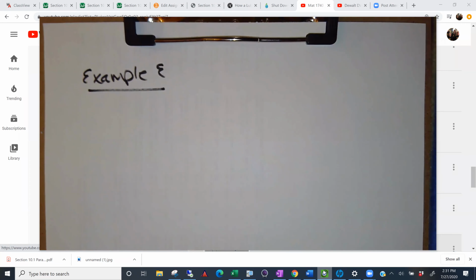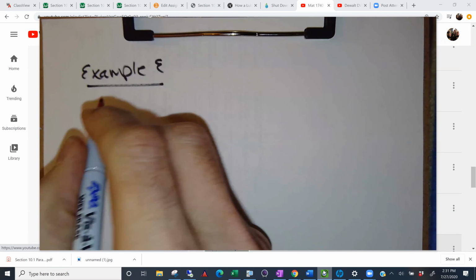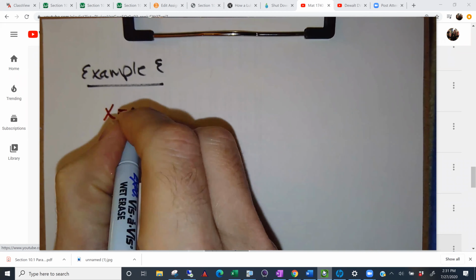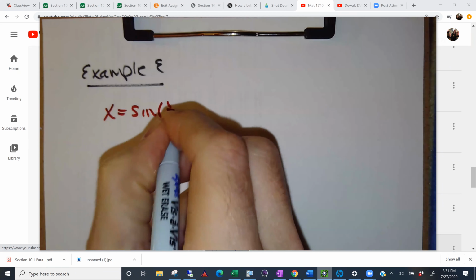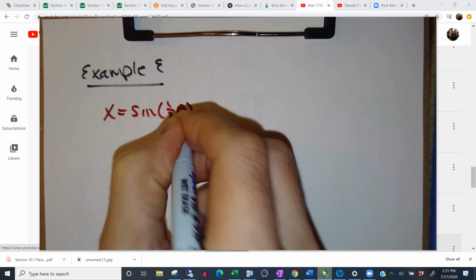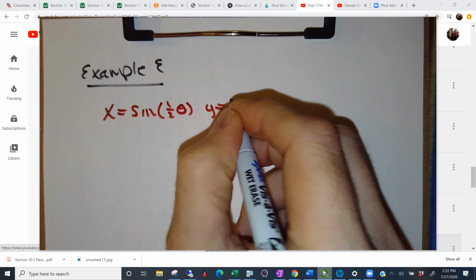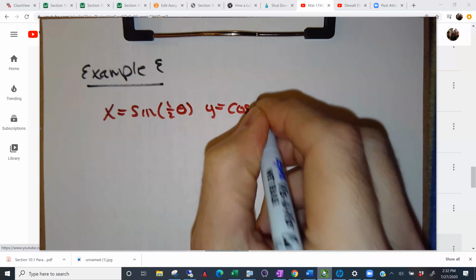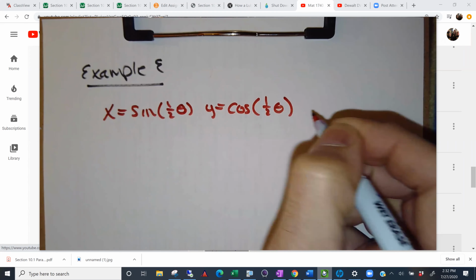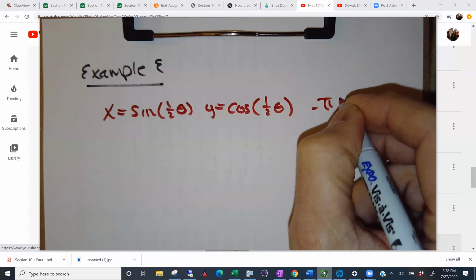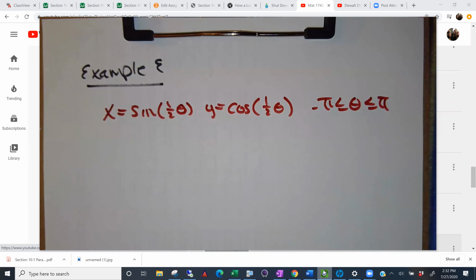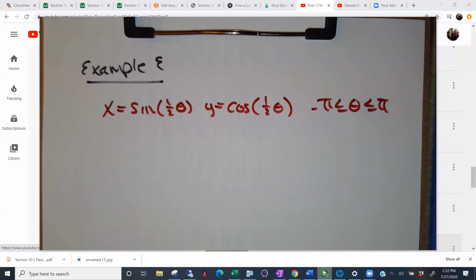Example E. So there's a couple things I want to get out of this example. The big one is showing how to eliminate the parameter, because that's going to become important for us in these types of problems. So we'll start out with x equals sine of 1/2 of theta, and y equals cosine of 1/2 of theta, for negative pi is less than or equal to theta is less than or equal to pi.